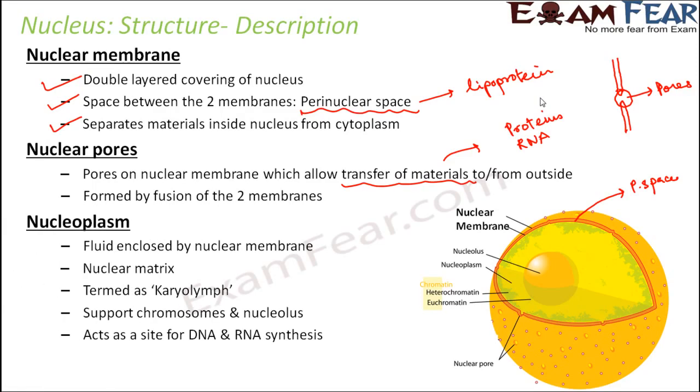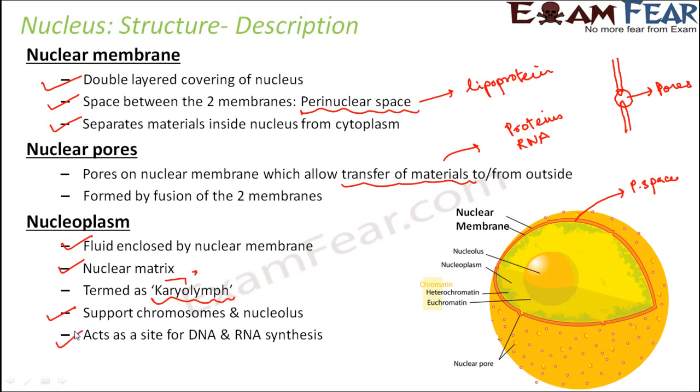Next is the nucleoplasm. The nucleoplasm is the fluid enclosed by the nuclear membrane. It is also the nuclear matrix, basically the fluid which fills the entire space inside the nucleus. It is also known as karyolymph. The term karyo means nucleus and lymph is a fluid, so the nuclear fluid is known as karyolymph. It supports chromosomes and the nucleolus. This is the fluid in which the chromatin threads are located, which later form chromosomes. So the nucleoplasm provides support for the existence of chromosomes and the nucleolus.